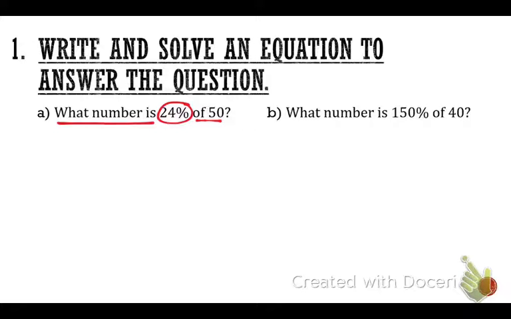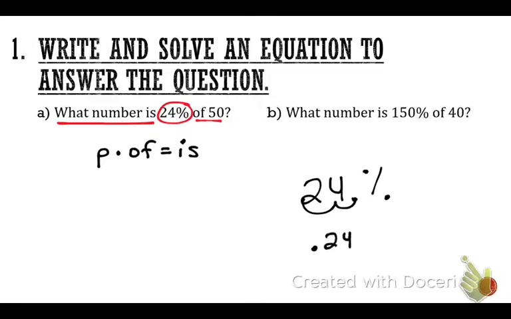Yesterday we did something called the percent proportion. It said is over of equals P over 100. Today we're using a new formula. The new formula, repeat after me, P times of equals is. Excellent. So we're going to take our P, which stands for percent, but in our notes we just wrote that we have to change the percent to a decimal. So 24%, if you remember, we learned this before. There's an imaginary decimal point right here. I have to move it 2 times to the left. So what would this be? 0.24.